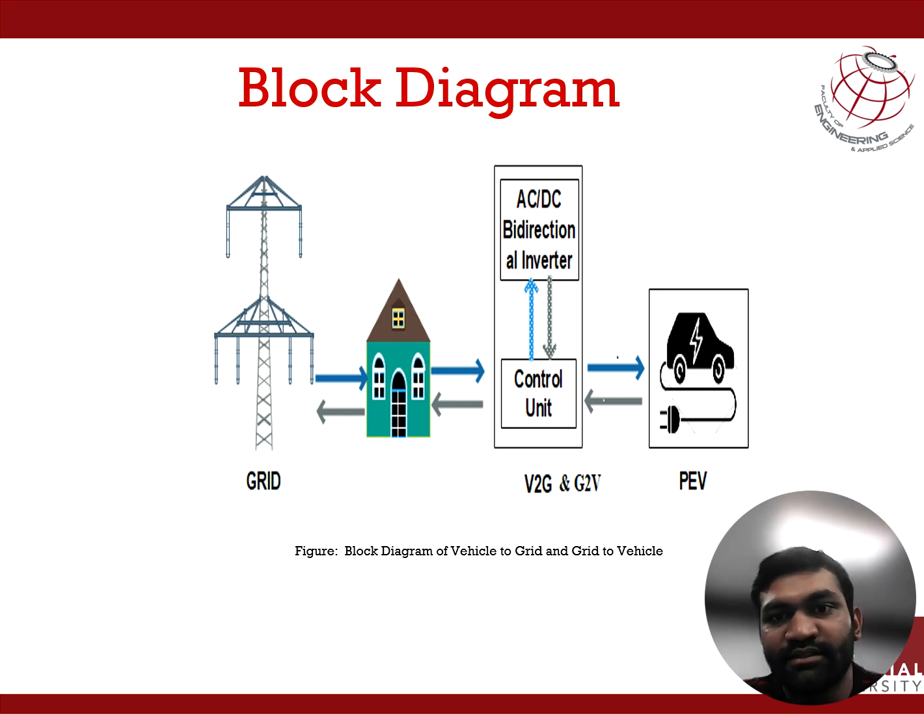Again, the AC and DC are interlinked with the car. Whenever the car requires electricity, at that time it can use power from the grid, and whenever there is extra energy, it will be stored in the electric vehicle, which we can transfer again to the grid. So that's basically the mechanism between vehicle to grid and grid to vehicle.